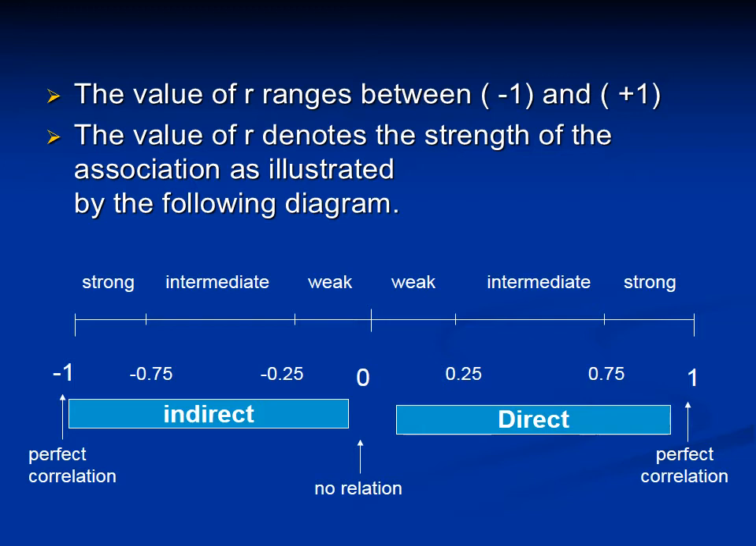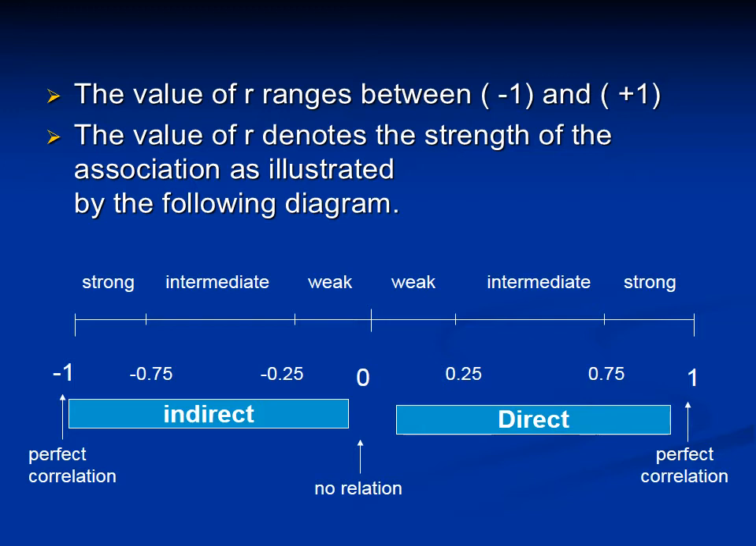So you see we have strong, we have intermediate, we have weak. And then we have weak, we have intermediate, we have strong. So as you approach this side, you're approaching perfect positive correlation. And as you approach this other side, you're approaching perfect negative correlation. What do I mean? If you get your R as equal to -1, that will mean a perfect negative correlation between the variables in question.